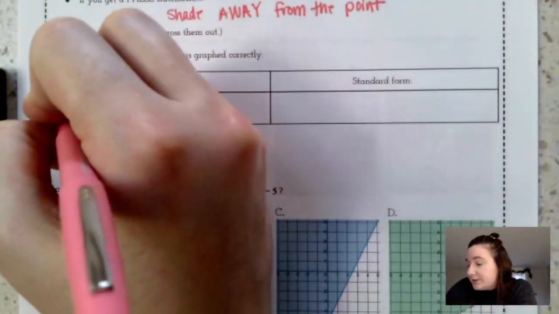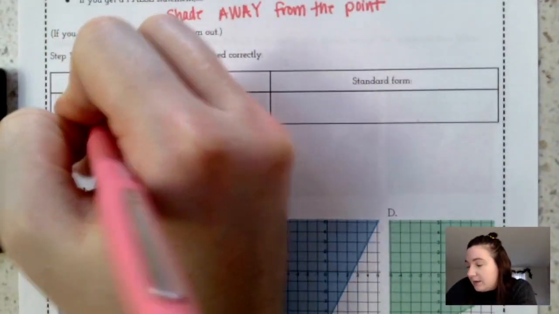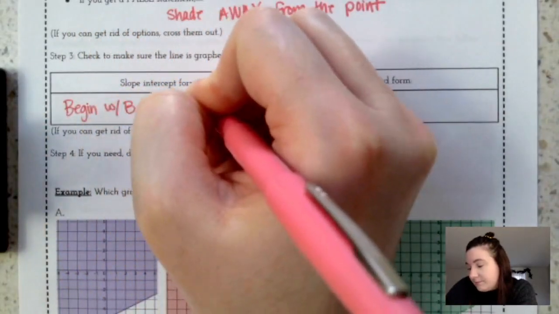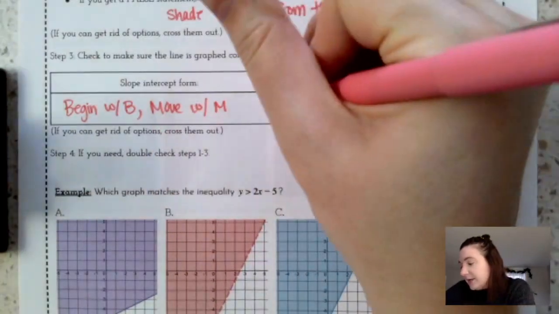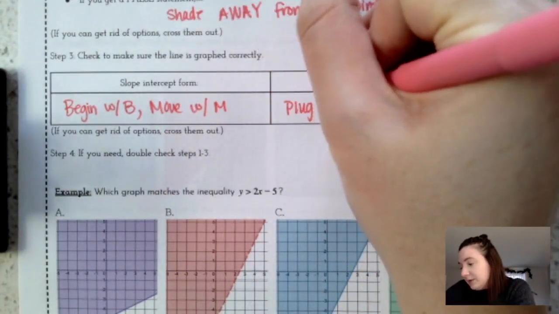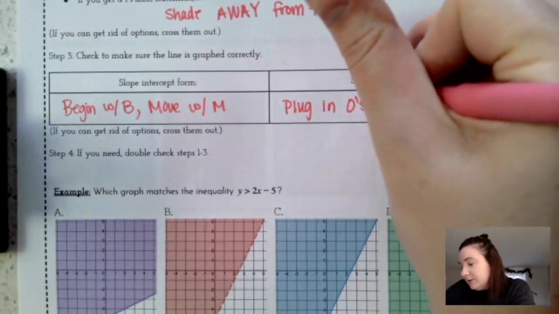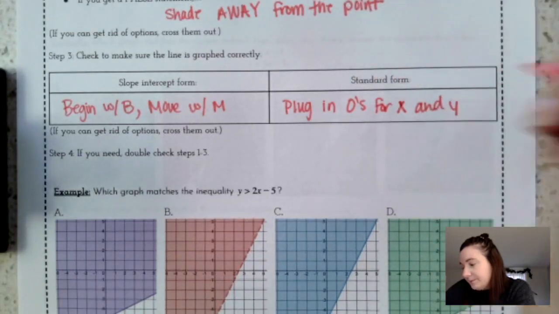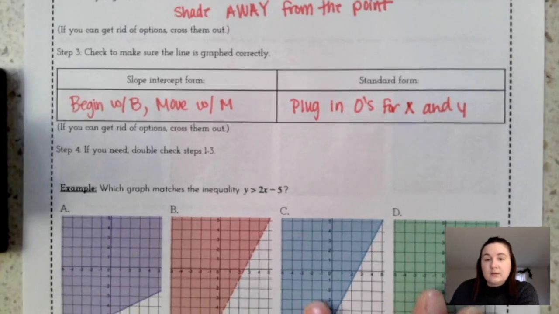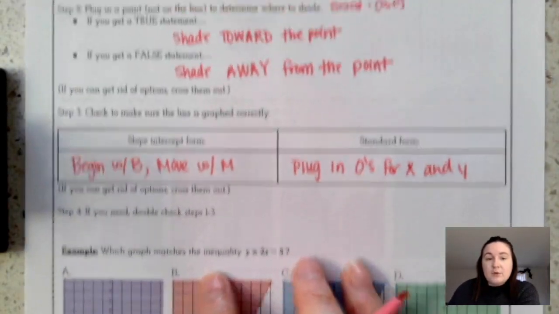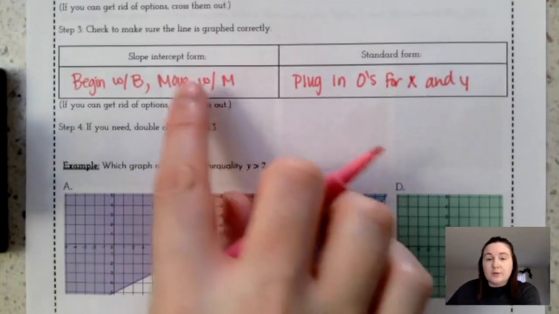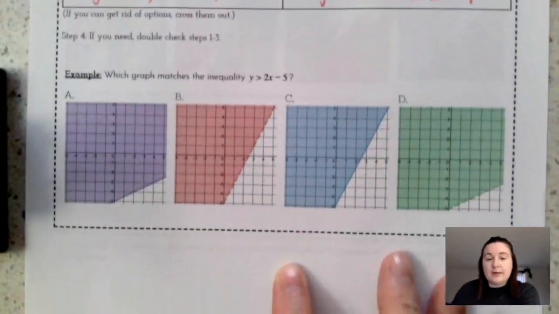For slope-intercept form, that means begin with B and move with M. And for standard form, that's going to be plug in zeros for X and Y. Most likely you'll be able to just do the first 2 steps and then find the right answer, but if not, you can always make sure it's graphed correctly.